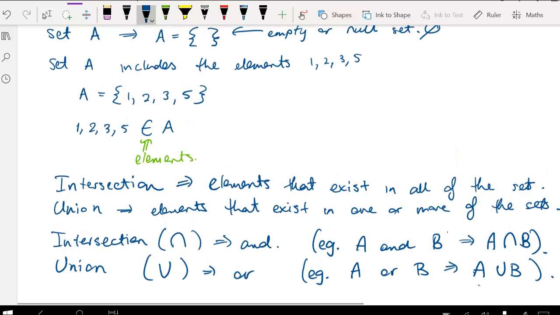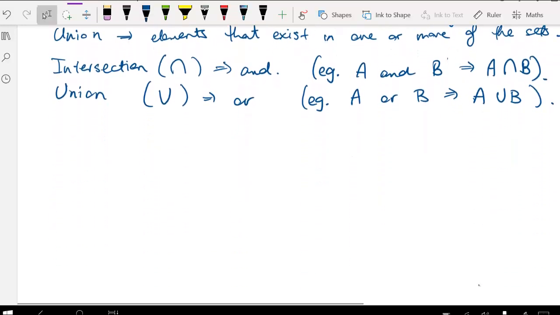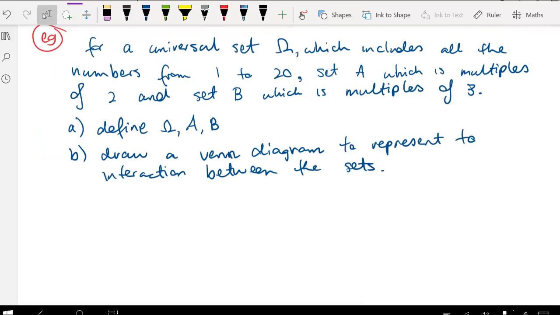Alright, so to put this all together, we're going to end up looking at these in Venn diagrams, and we'll use an example to do this. So let's look at our example. This is a pretty straightforward example. We've got a universal set, omega, which includes all the numbers from 1 to 20, set A, which is multiples of 2, and set B, which is multiples of 3. We want to define omega, A, and B.